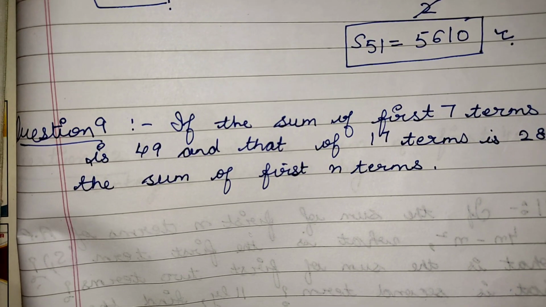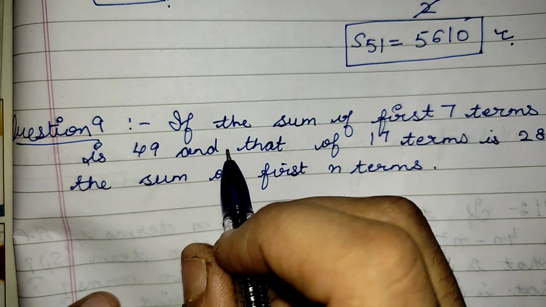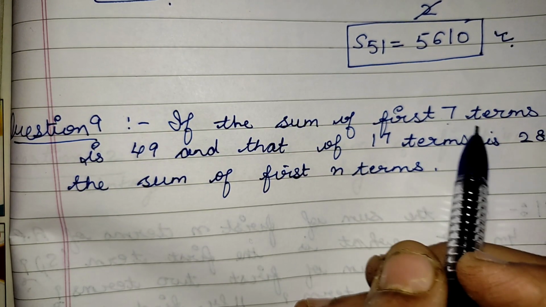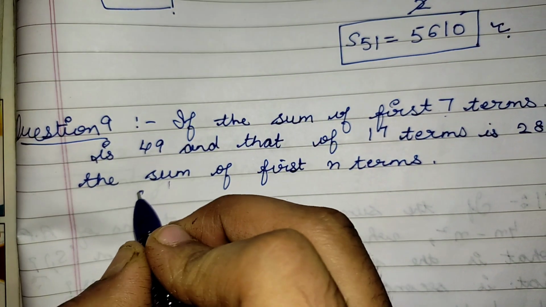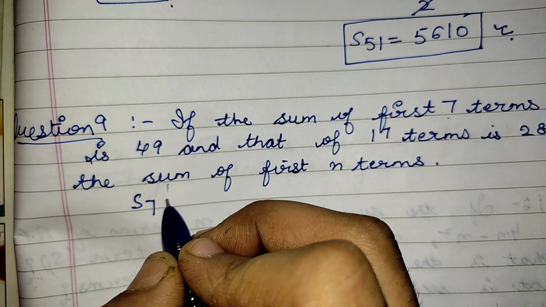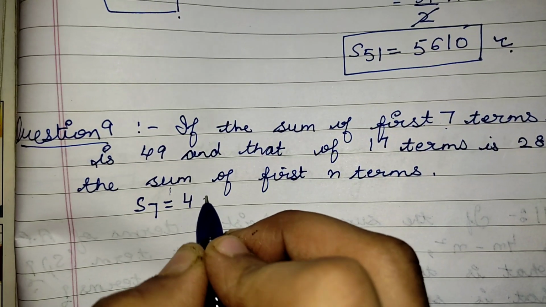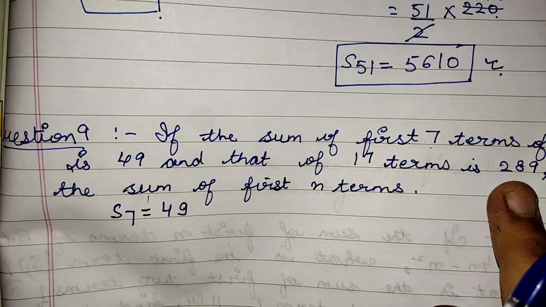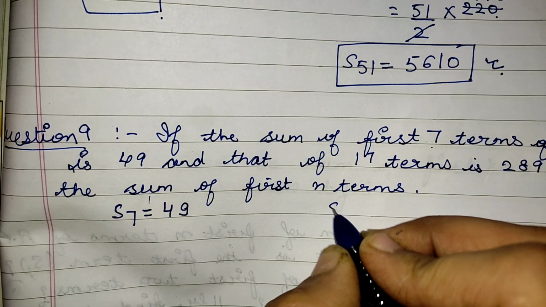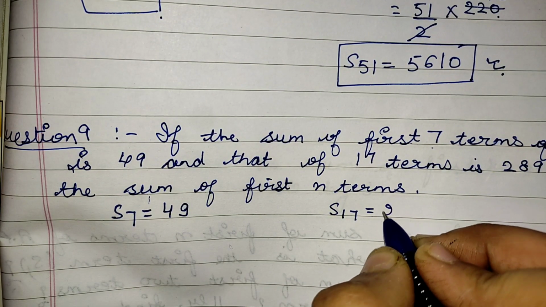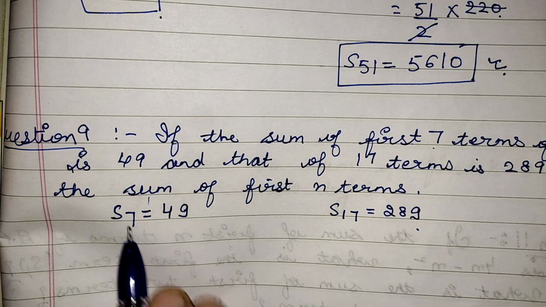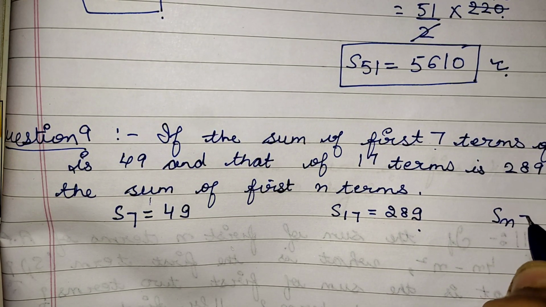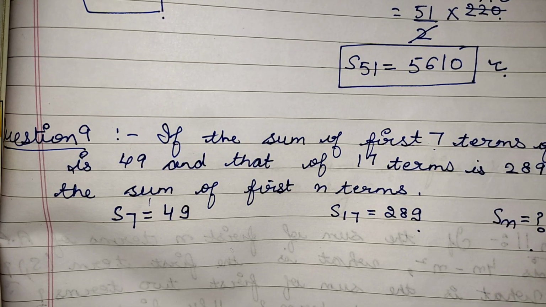Moving to the very first question of today's video, which is question number 9, which says that if the sum of the first 7 terms of an AP is 49, means S7 is given to us equal to 49, and that of 17 terms is 289, means S17 is equal to 289, we have to find out in general the sum of any n terms.